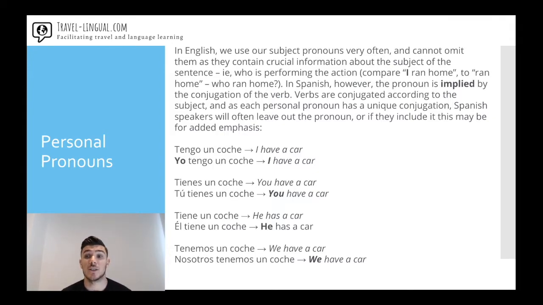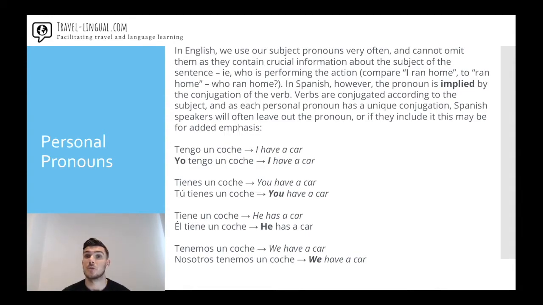In Spanish, the pronoun is implied by the conjugation of the verb, and we've touched on that already in the present tense, I know. So verbs are conjugated according to the subject, and each personal pronoun has a unique conjugation. Spanish speakers will often leave out the pronoun, or if they include it, this may be for added emphasis. So let's look at an example of this.